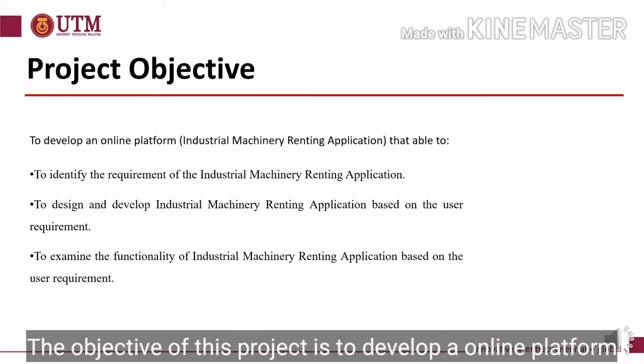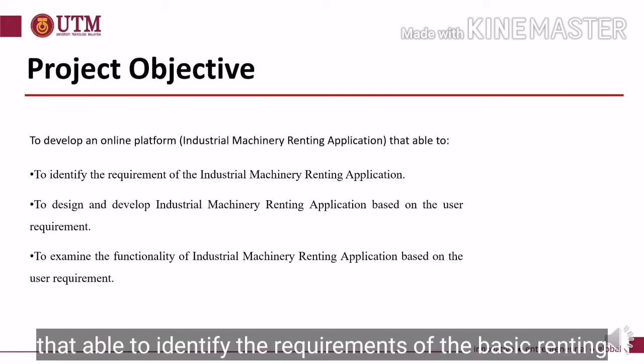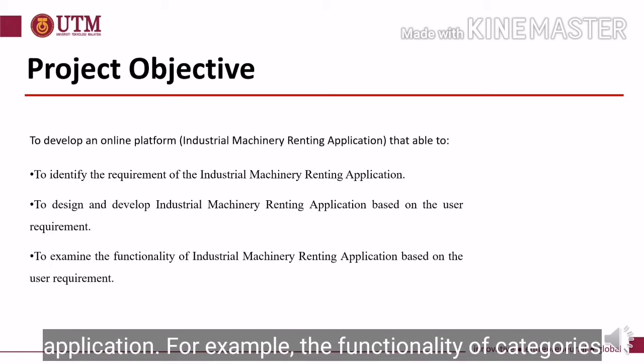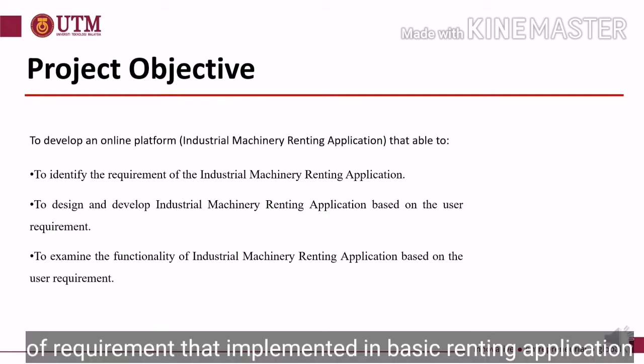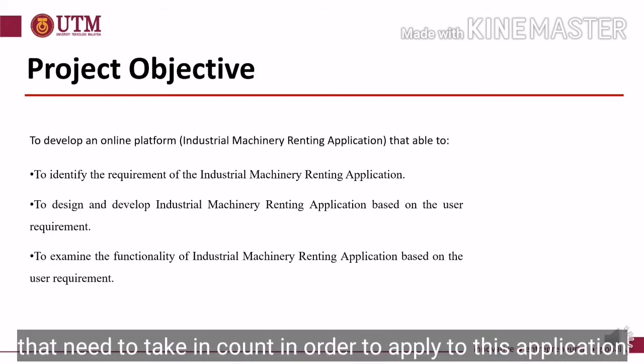The objective of this project is to develop an online platform that is able to identify the requirements of basic renting applications. For example, the functionality to categorize machinery and list out the details of machinery is one of the requirements that must be taken into account for a basic renting application in order to apply this proper solution.